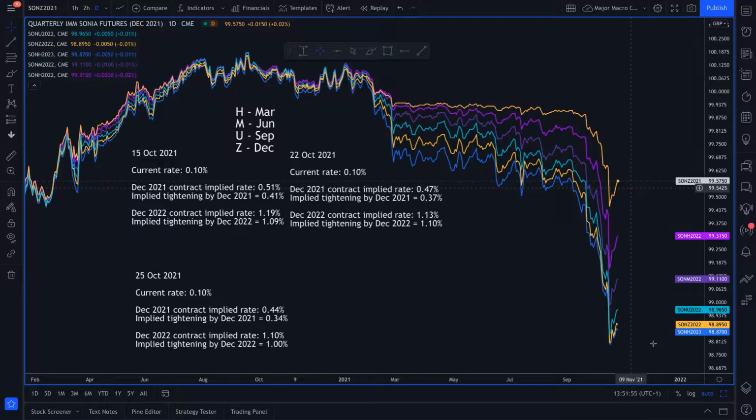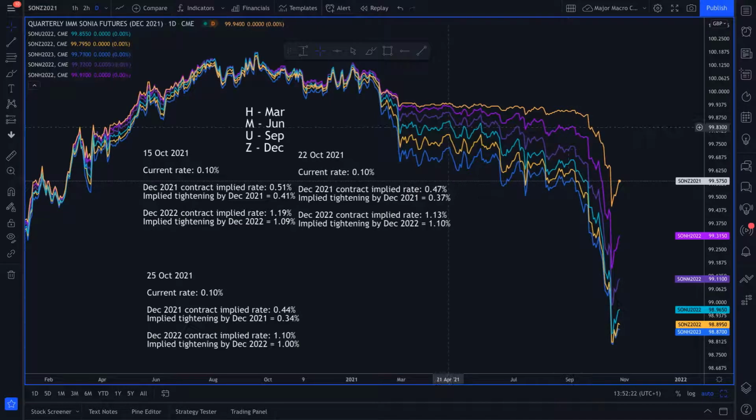Now, if you go into December 2022, you can see that the implied contract rate is a full 1%, because 98.89, add the current 10 basis points, that's 98.99, and then that gives you 100, and 1 basis point left over. So that means the implied tightening by December 2022 is 1%. That's 4 25 basis point interest rate hikes. Now, is that going to happen? Is the Bank of England honestly going to raise interest rates 4 times next year, plus once this year? So that's 5 25 basis point hikes, very unlikely.